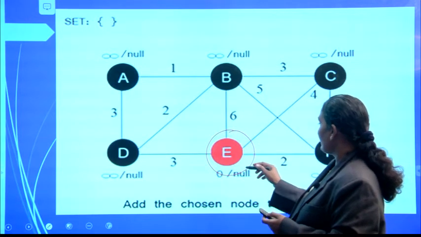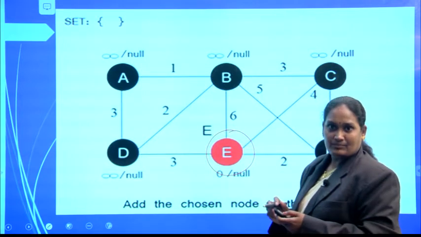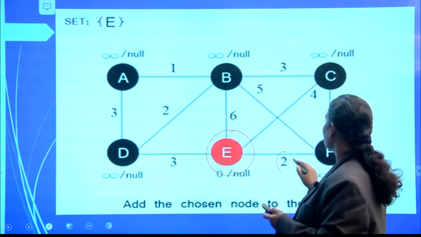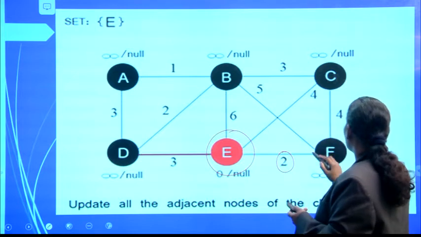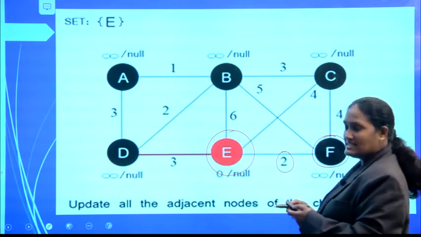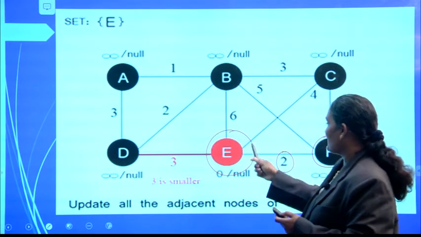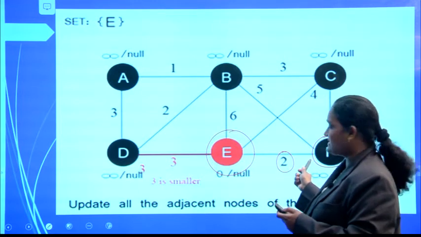Now from this vertex, there are 4 edges. Out of all those 4 edges, which has minimum cost? This one has minimum cost. So what do I need to do? Next we need to select this vertex. After that the spanning tree contains these 2 vertices.